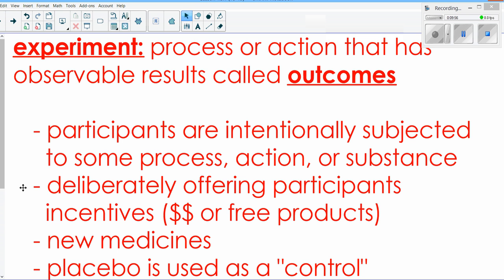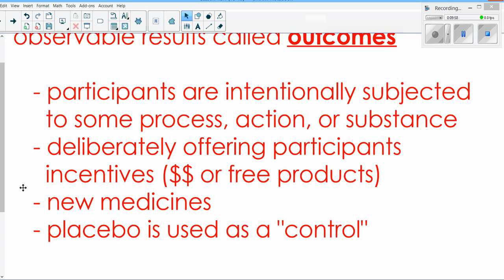New medicines is pretty common for experiments. You'll see that a lot on TV. But in doing this, then you'll have to have a placebo, which we use as a control, which again you should see in your science class.